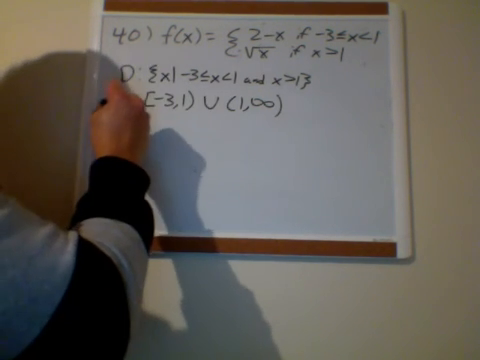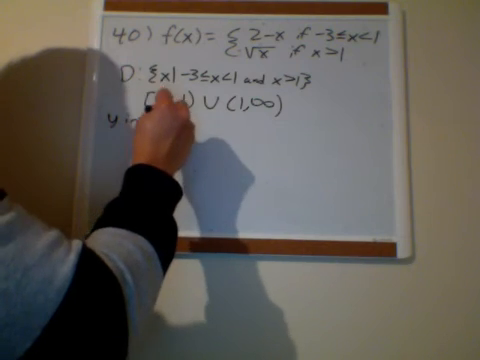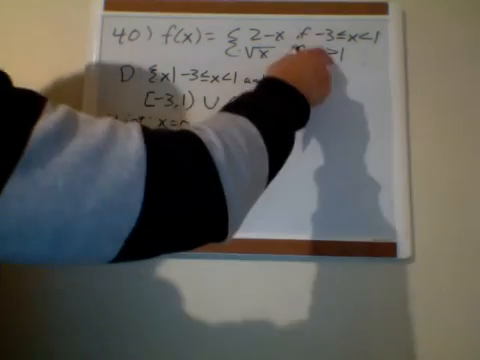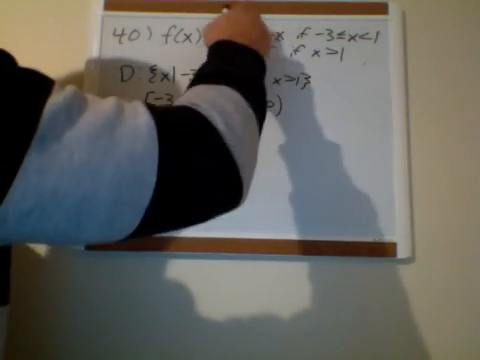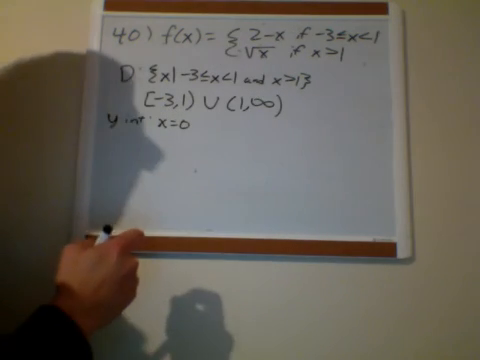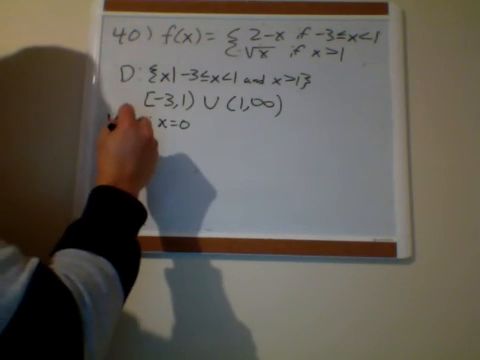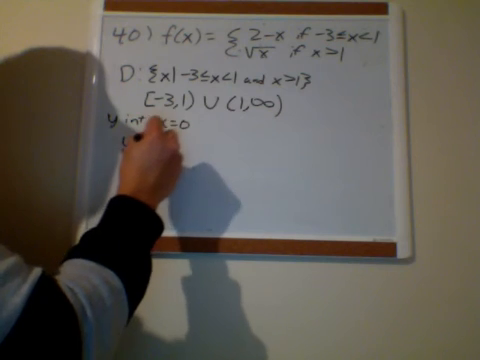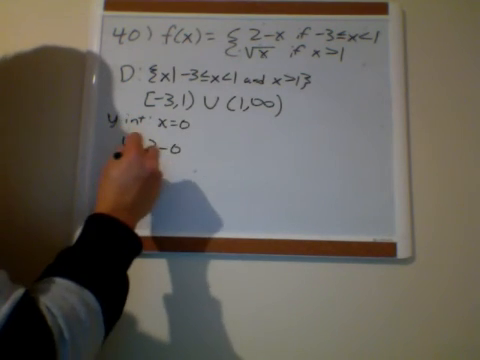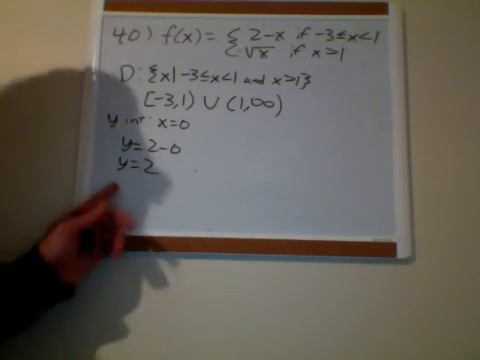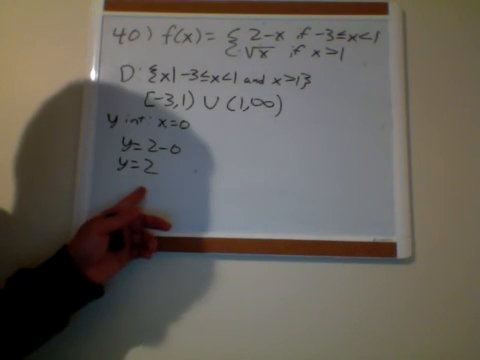The y-intercept is when x is equal to 0. So once again, if I look here, x is equal to 0 only applies to the top. So this is going to be y is equal to 2 minus 0. So y is equal to 2. So your y-intercept is at 2.